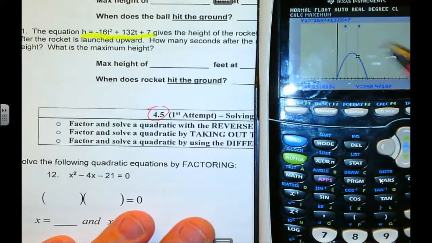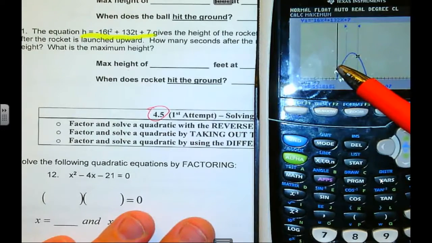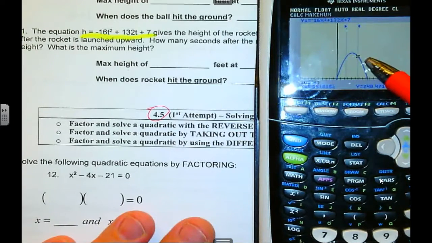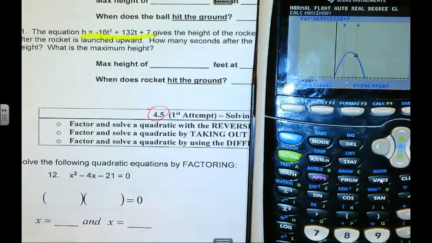Doesn't matter. As long as you're to the left of it and to the right of it, you can be anywhere. Again, you have to have left bound to the left of the point and right bound to the right of the point. Doesn't matter where, just as long as it's to the left and right. Are you with me? Then hit enter again.